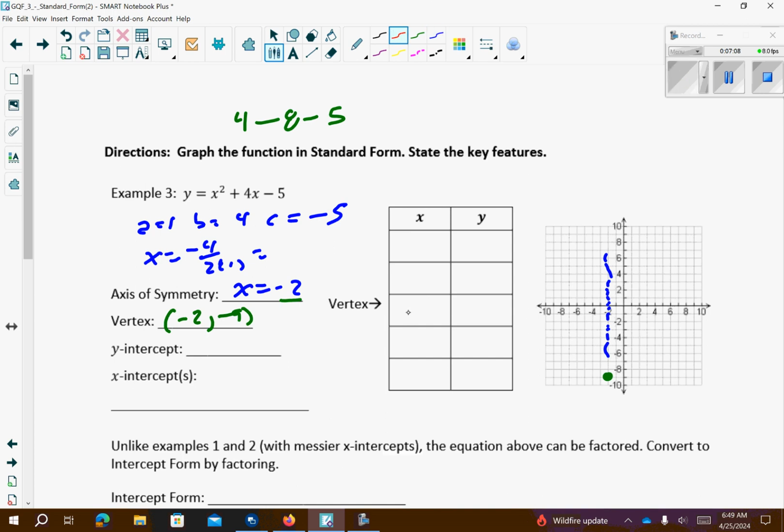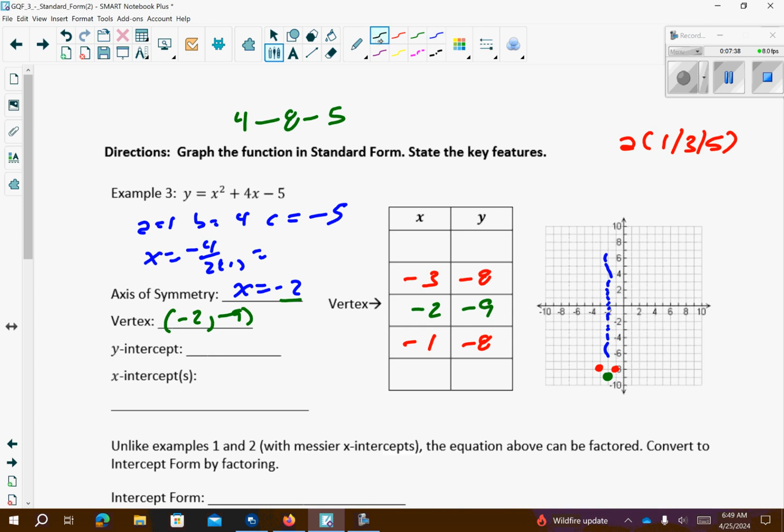And then, so I know -2, -9. And let's go ahead and pattern graph. So it's going to be a times 135. Our a value is 1, so we just stick with 135. So from my green dot, I'm going to go right 1, up 1, left 1, up 1. So that would give us points at -1 and -3. We went up, so it's 1, and so it's -8, -8.